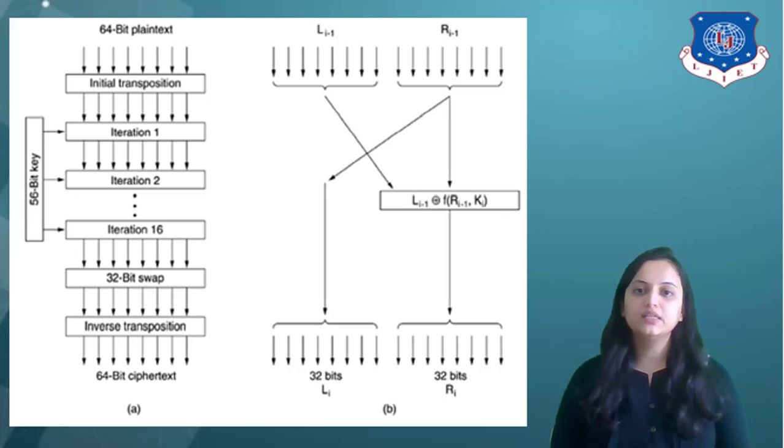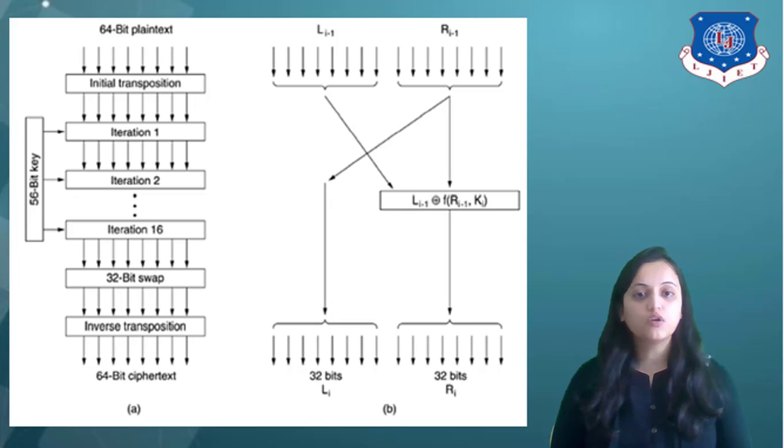The operation of these intermediate stages is illustrated in figure B. Each stage takes two 32-bit inputs and produces 32 bits of output. The left output is simply a copy of the right input. The right output is the bitwise XOR of the left input and a function of the right input and the key for this stage. All the complexity lies in this function only.